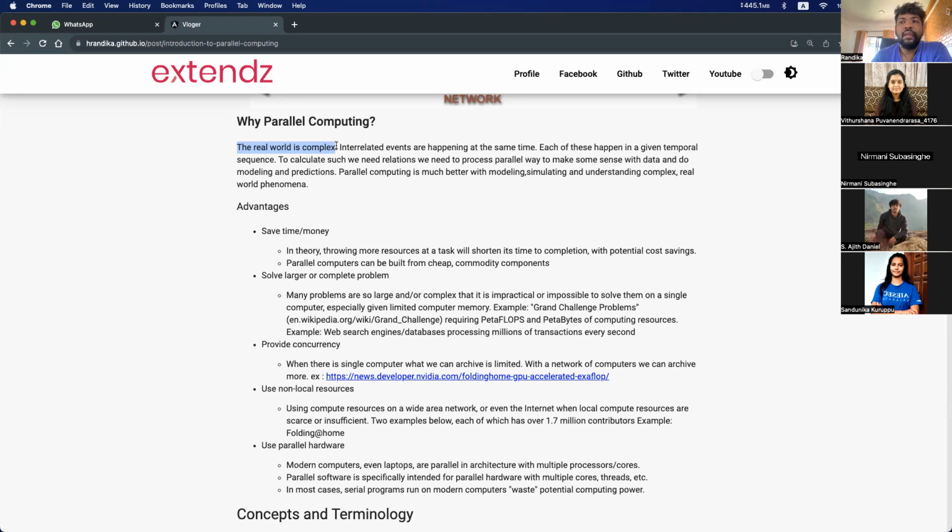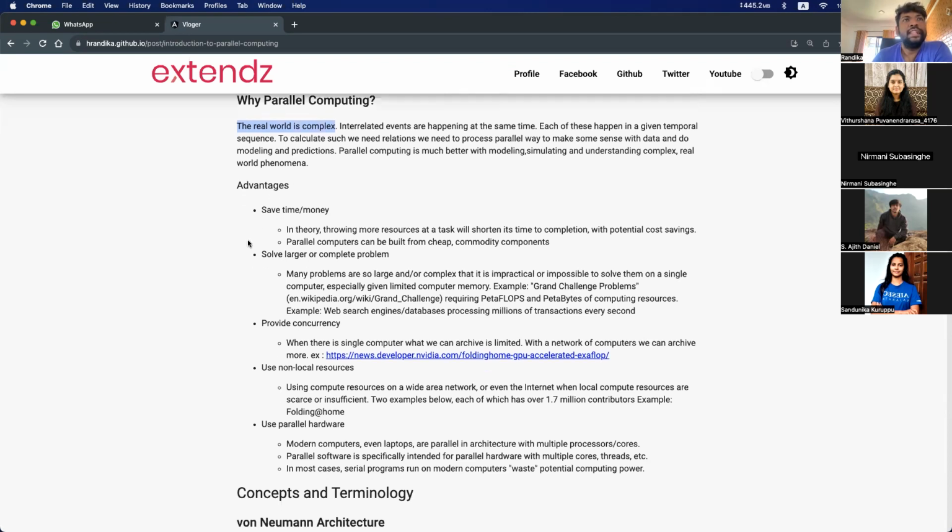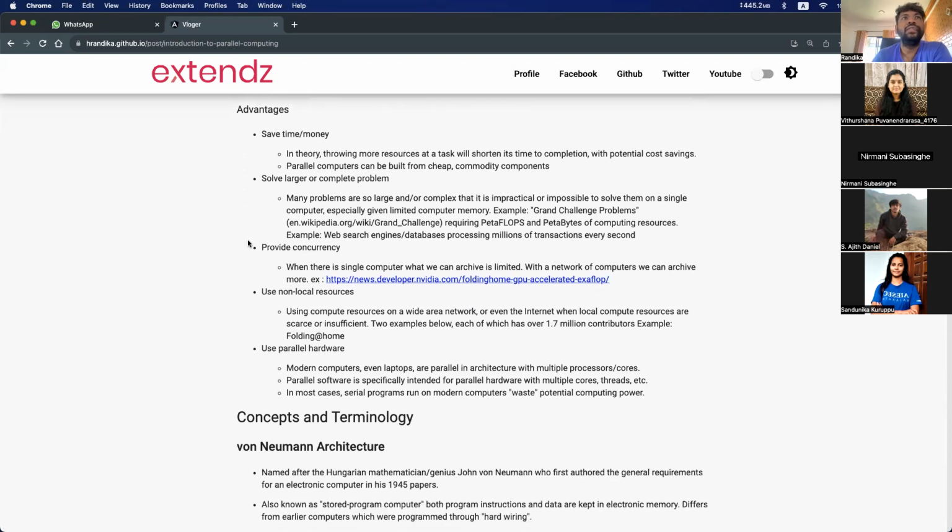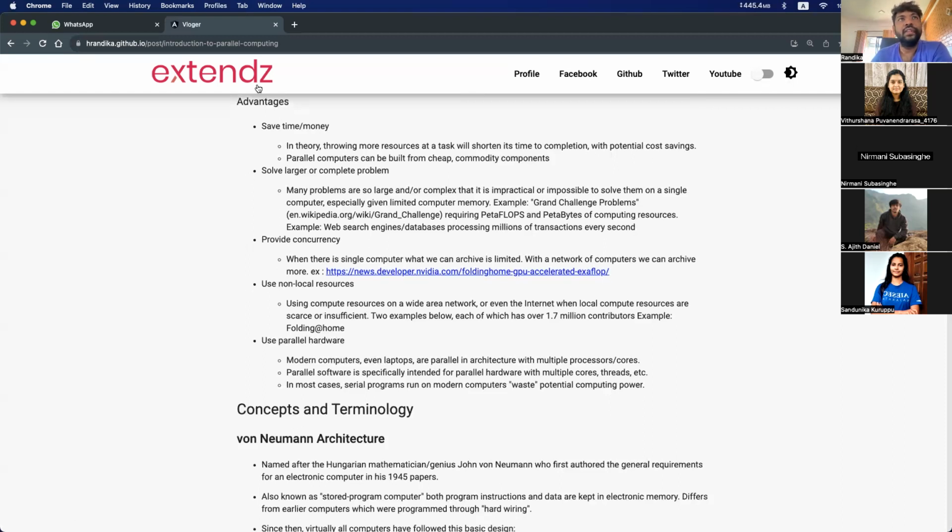Okay, and let's see what the advantages of using parallel computing are. The advantage is obviously that it saves time and money. This is a generic advantage, if you like to say. In theory, throwing more resources at a task will shorten the time of completion, with potential cost savings.